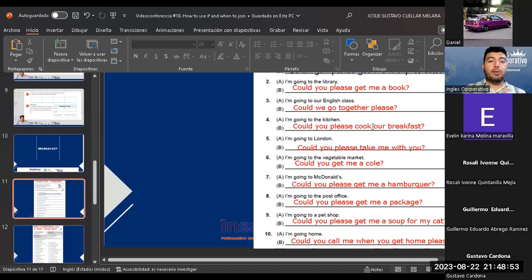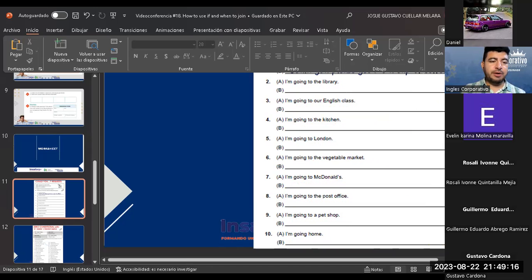So remember the word "could", it's pronounced without the L. No se dice "could", sino "could". Okay? Like this. "Could." Así se pronuncia. "Could." Okay? But very nice job, my friends.